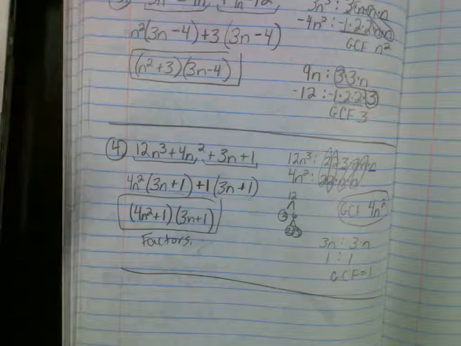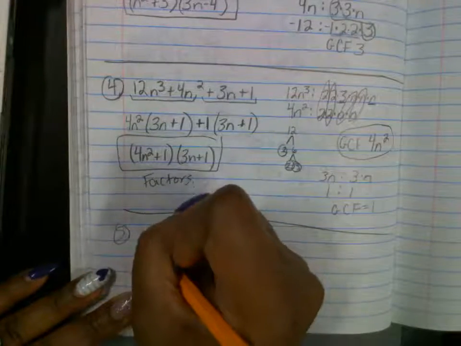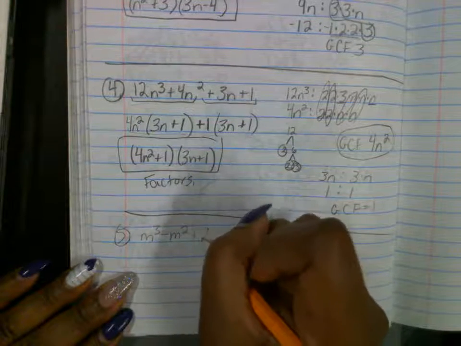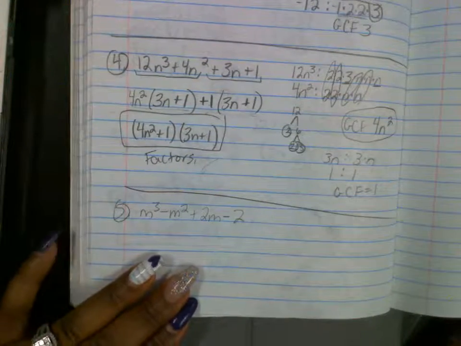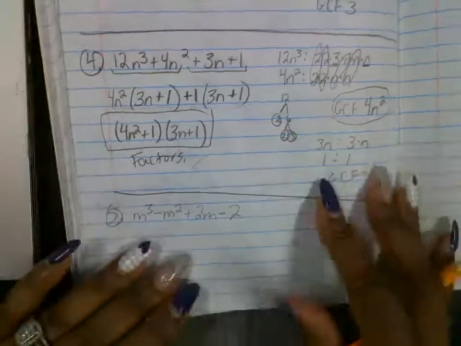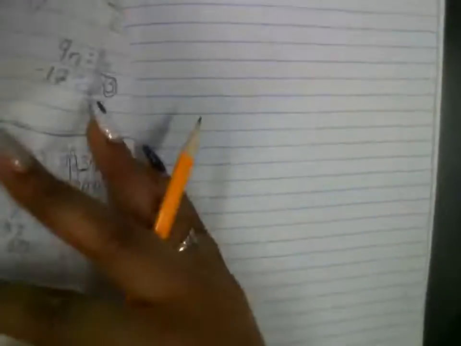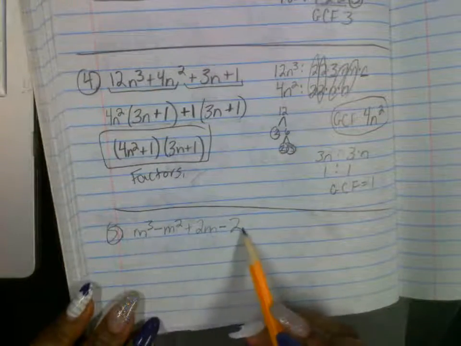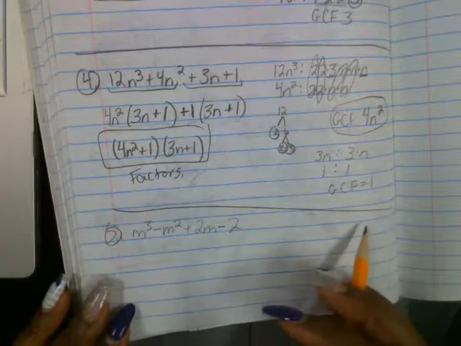All right, here we go. Number 5. M to the third minus m to the second plus 2m minus 2. See if you can do this one on your own. Okay, so we first look for, these are the steps here. You're going to look for GCF first, okay? So look for GCF for all 4 terms. There's not a GCF for all 4 terms, okay? So then you factor it out by grouping.